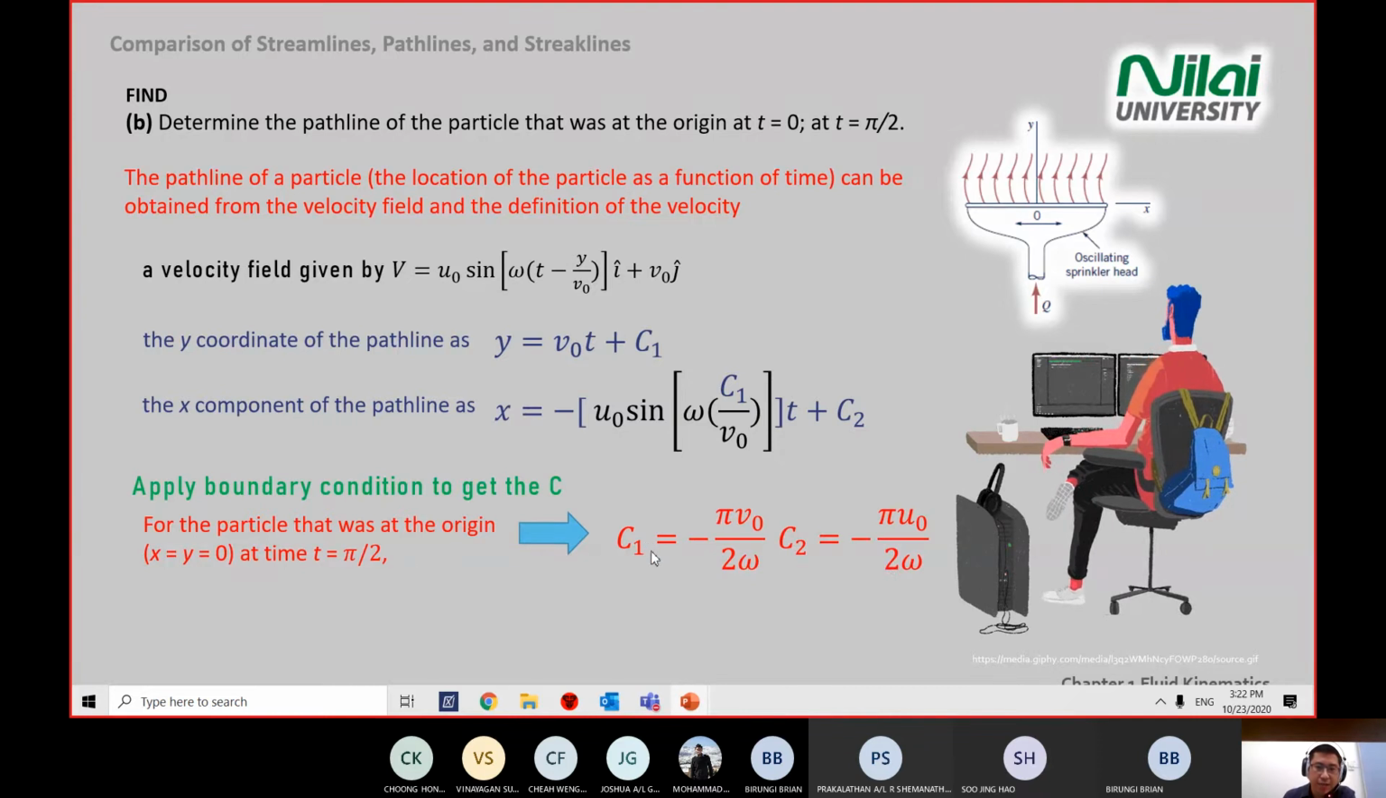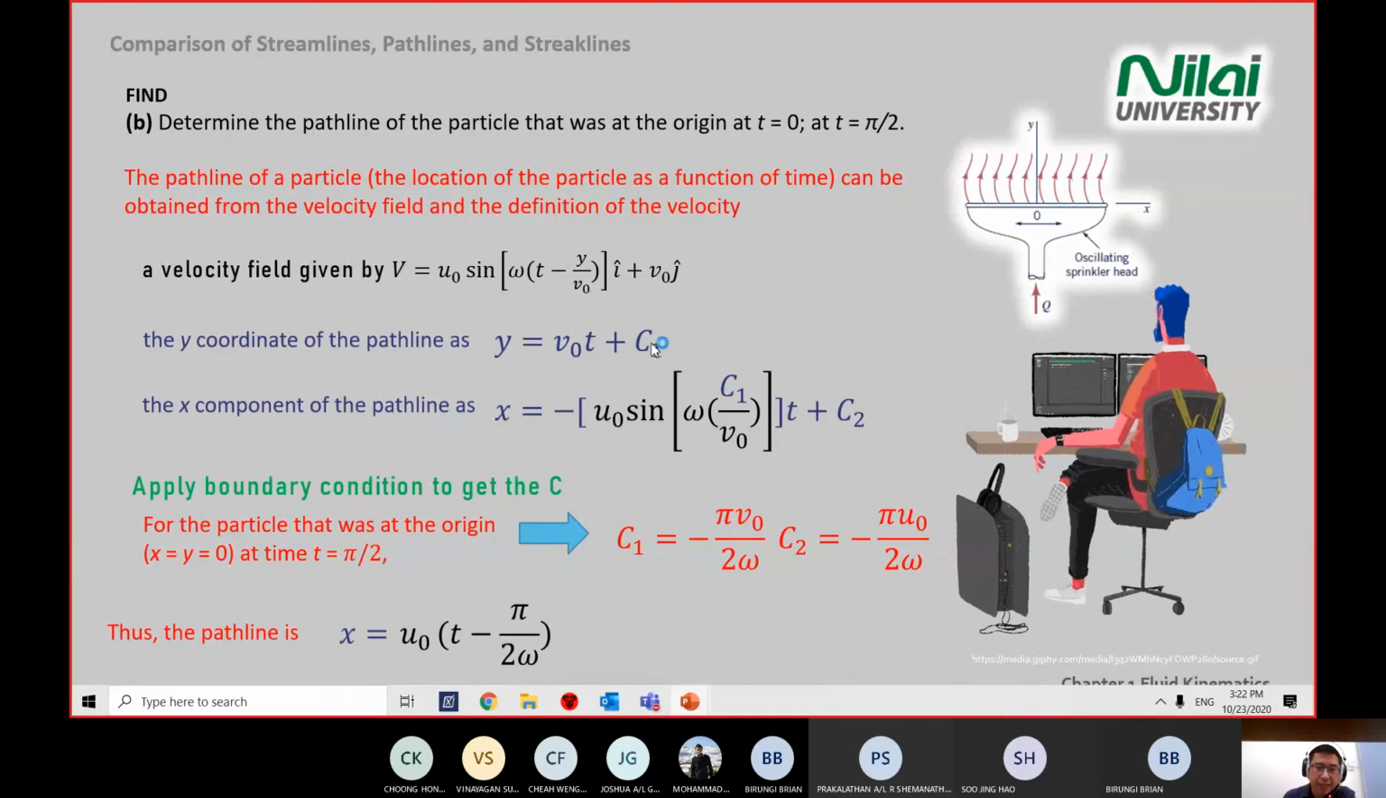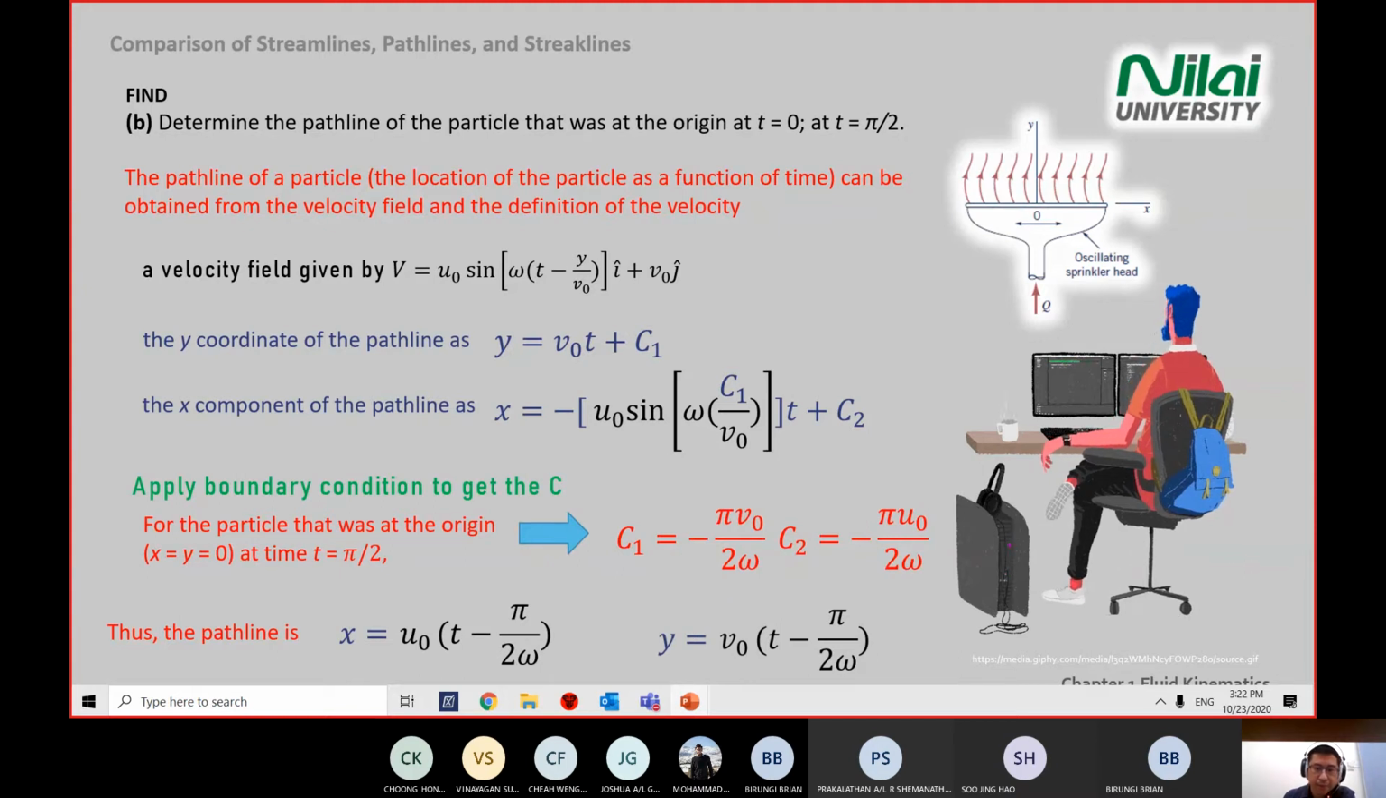Okay, once you get the constant value C1 and C2, substitute back, then you get the equation already. Substitute back. Then you get the equation. So path line for second condition, x equal to u0 times something, y equal to v0 times something. So this is how we get the path line. This is section 2.